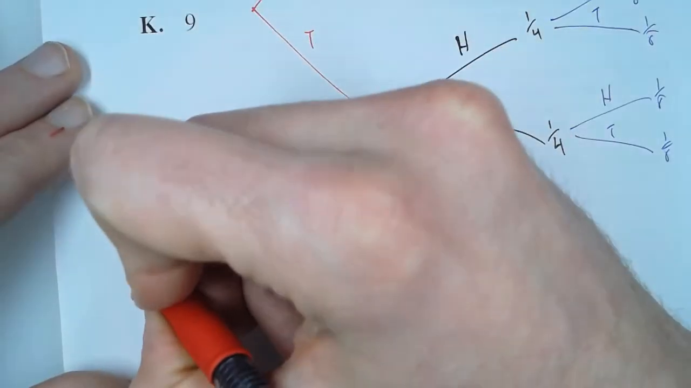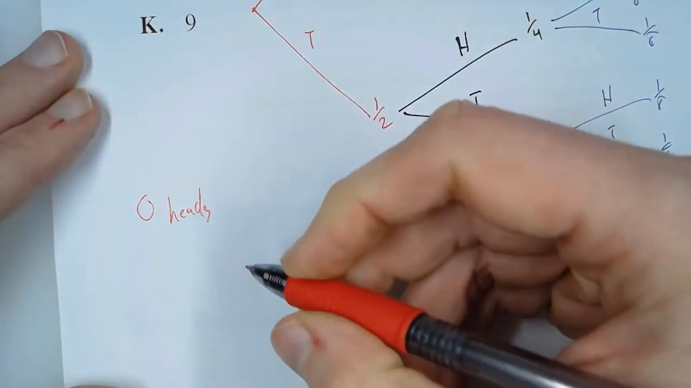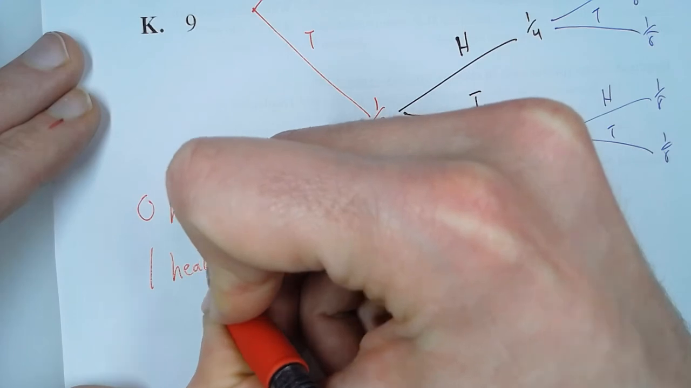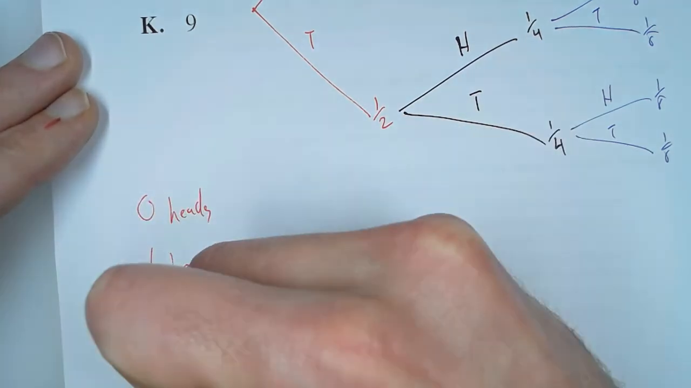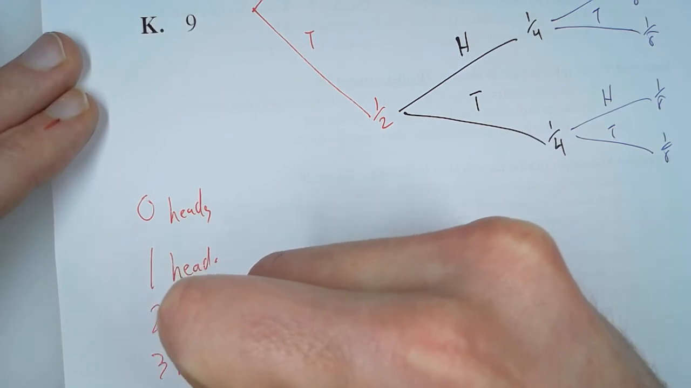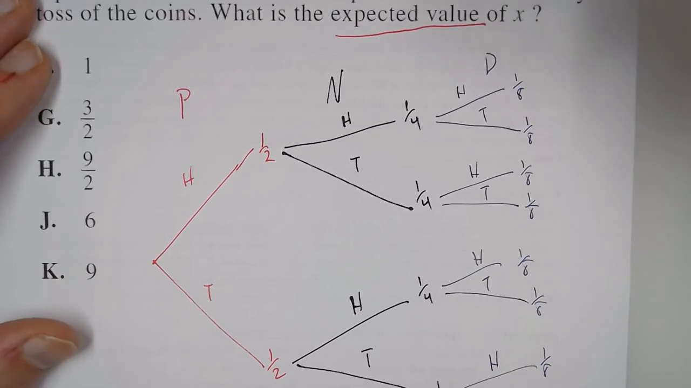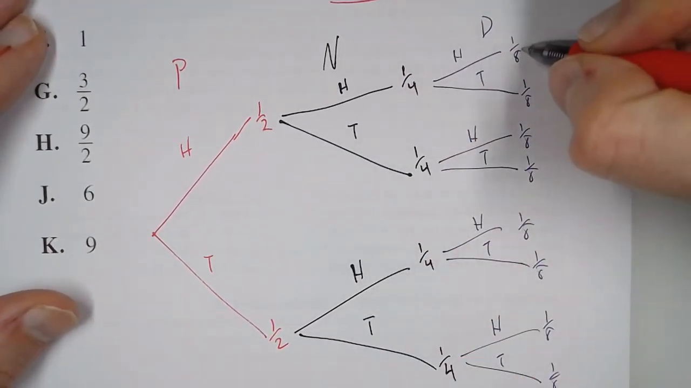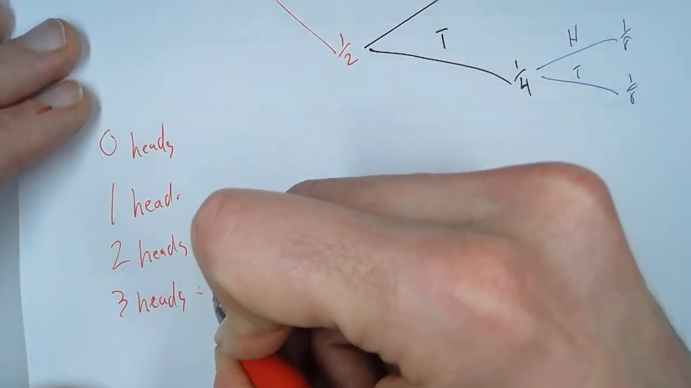Now what do we care about? We care about heads. Now, we could be really unlucky and have 0 heads, a little more luck and get 1 head, more and get 2 heads, or be really lucky and get 3 heads. Okay, so how many instances in this entire tree do we have all 3 heads show up? Right here. That's our probability of getting 3 heads. It's 1/8.